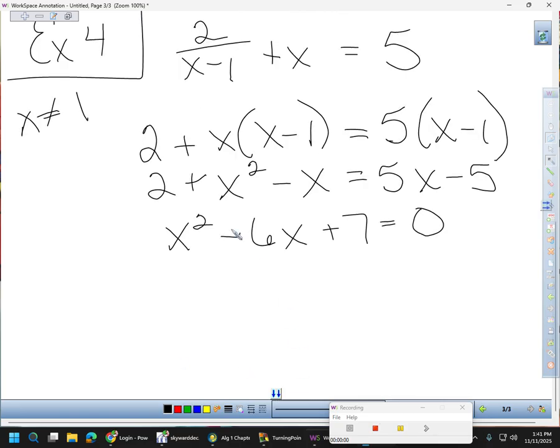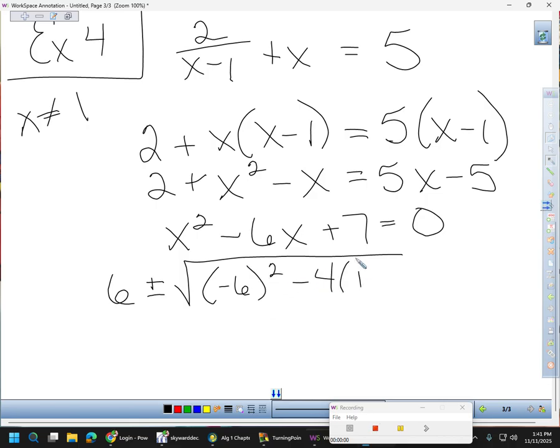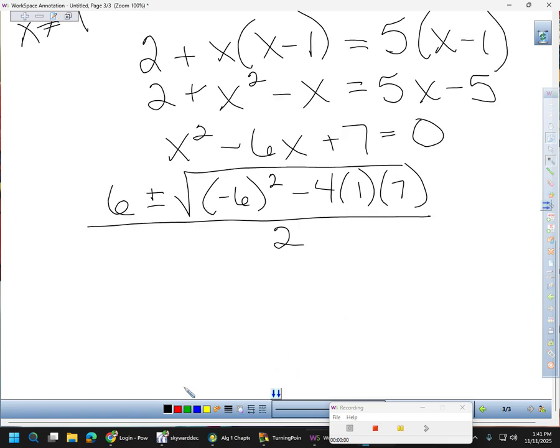Quadratic. All right, so we have negative b plus or minus the square root of b squared minus 4 times a times c all over 2a. So I have 6 plus and minus the square root of 36 minus 28, which is 8, which is 2 root 2, all over 2. What do you see will reduce here? 2, 2, and a 2.